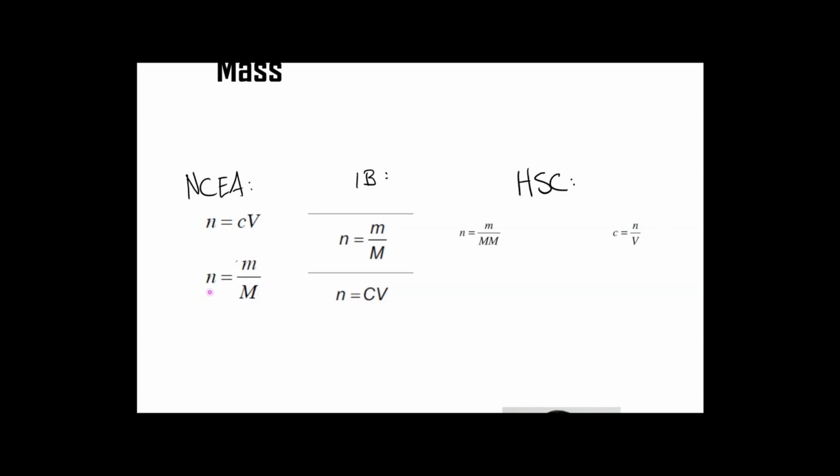The other equation is little n equals little m over big M. It's the same here for the International Baccalaureate, but something kind of curious happens here. In the Australian exams, n equals little m over MM, and MM means molar mass.